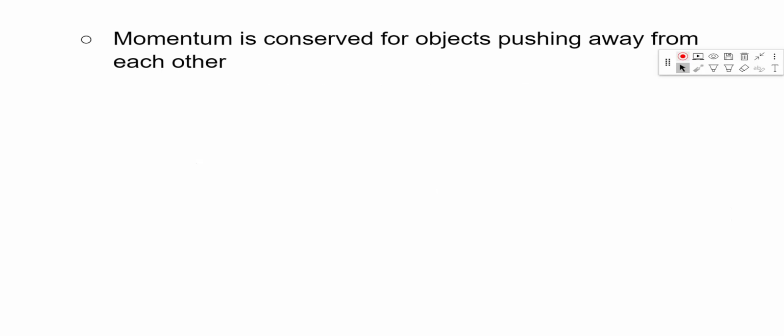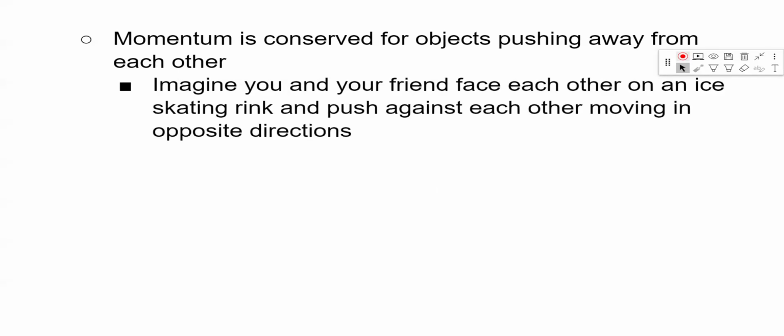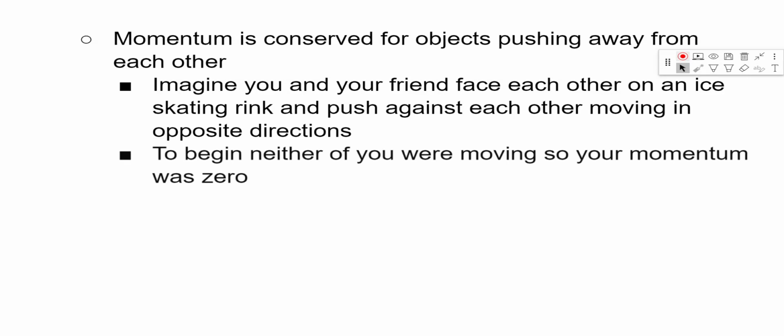In addition to this, momentum is conserved for objects that push away from each other. So imagine you and your friends are standing on an ice rink, because an ice rink is as close to frictionless as we get here on Earth. Okay? And you are starting from rest, and you push off of each other, and you move in opposite directions. To begin with, neither of you were moving, so your momentum as a system was zero. You had no momentum, your friend had no momentum. So you're saying, how is it possible then for us to still have a momentum of zero when we are obviously going to be moving at the end of this?